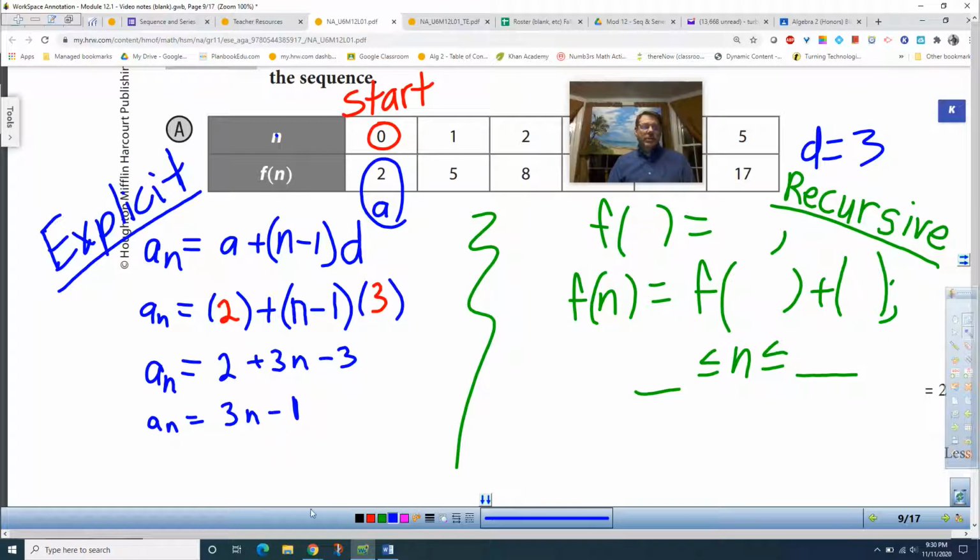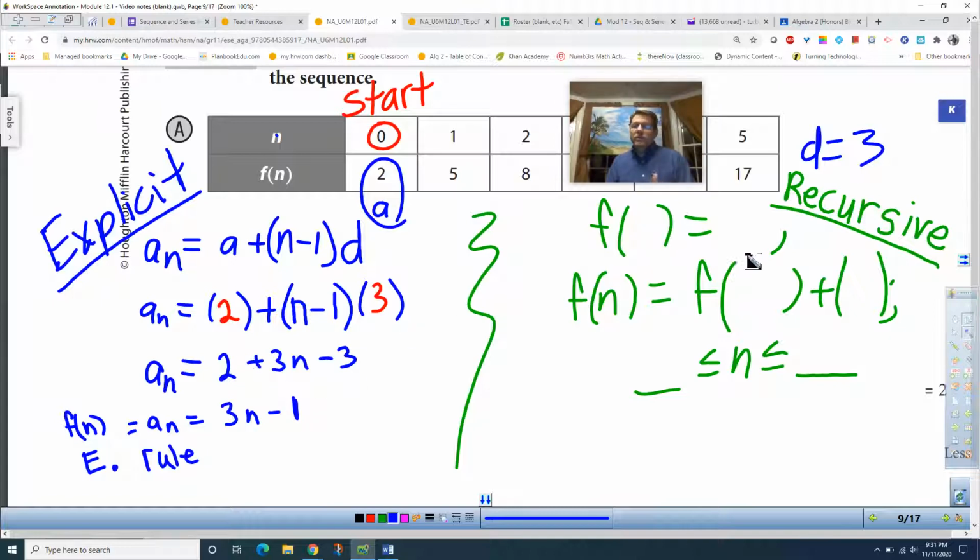So this is explicit. And don't forget, another way we could say this, instead of A sub n, is f of n, and that's what they use up here. So that is my explicit rule, my E rule.